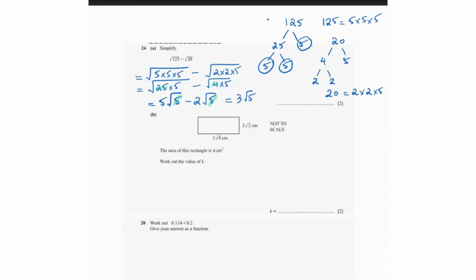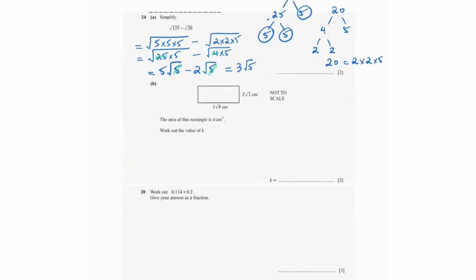We don't subtract the numbers inside the root, they remain as they are. You subtract the numbers outside. So 5 minus 2 is 3, and that's your answer. So this is how you simplify a surd. Once again, you need to know your square numbers, cube numbers, times tables. If you don't know all of that, you will struggle every single time.